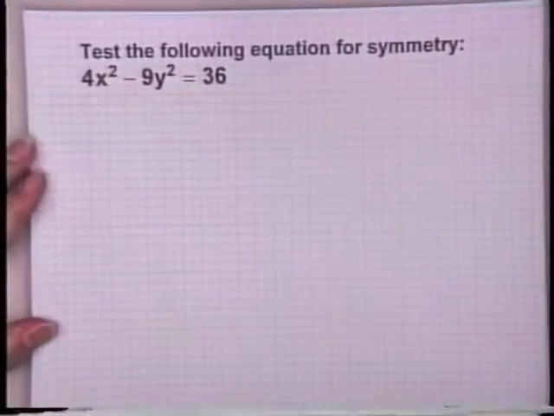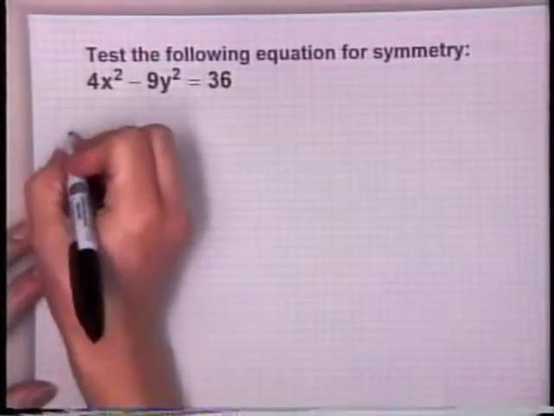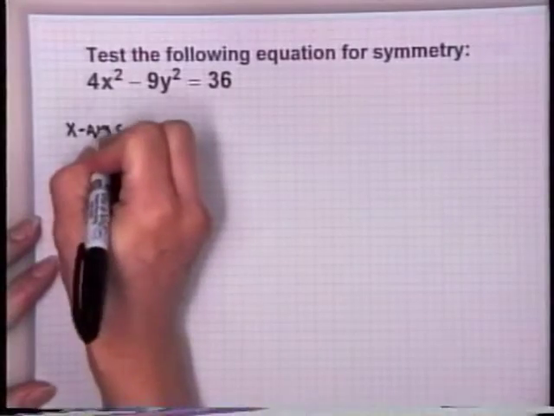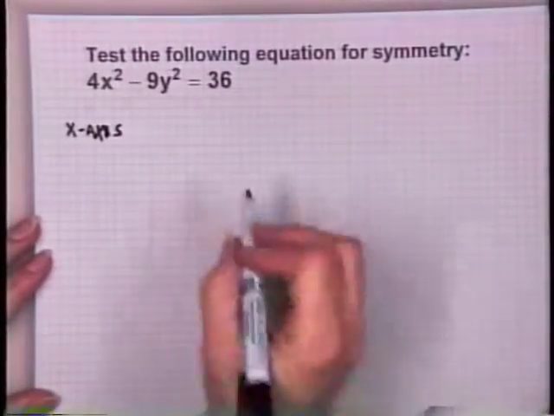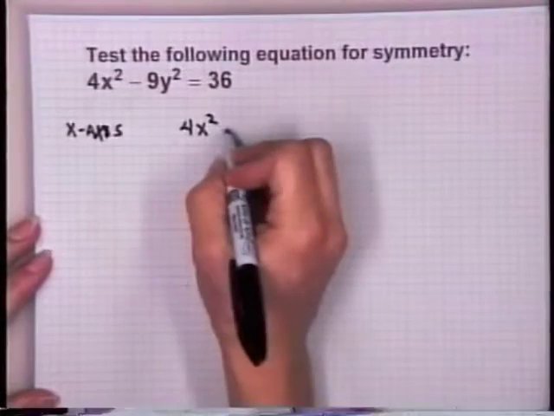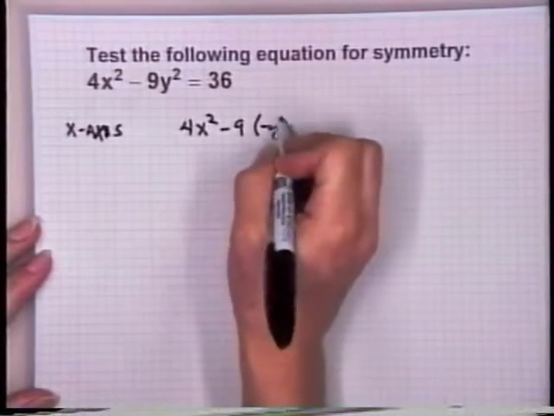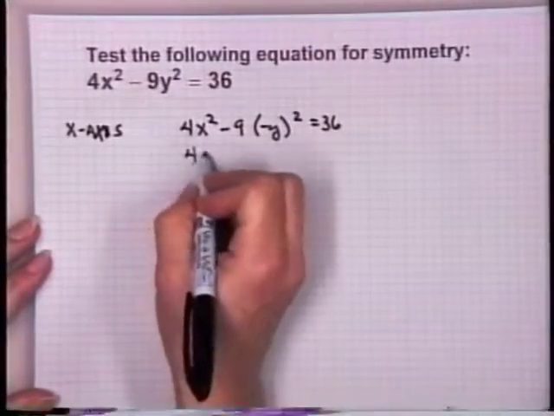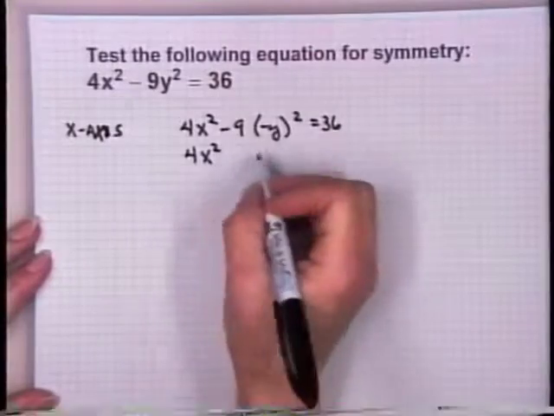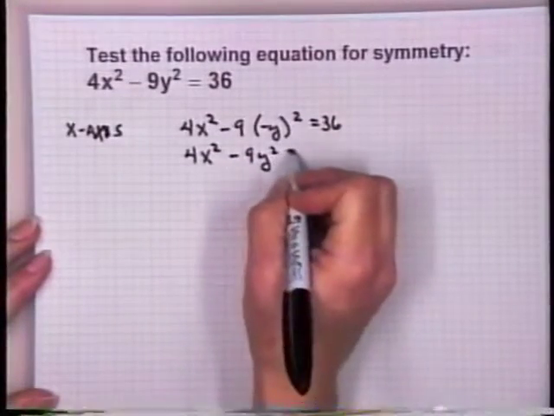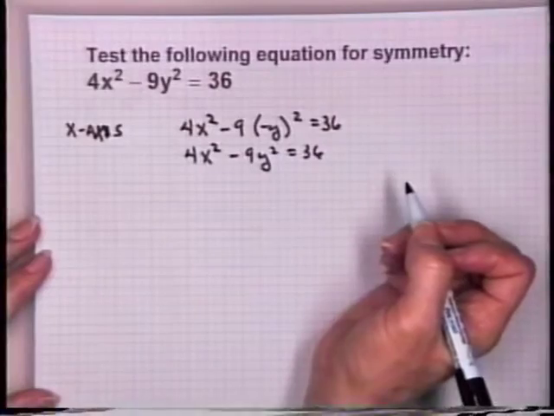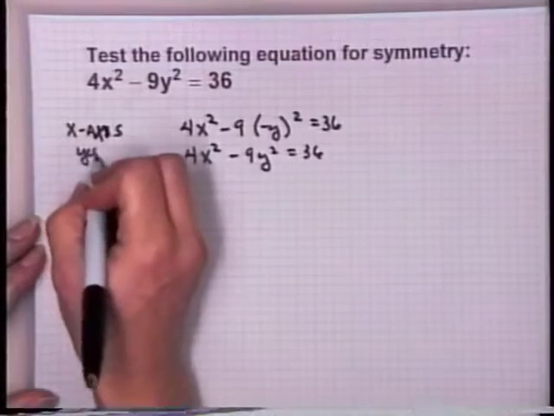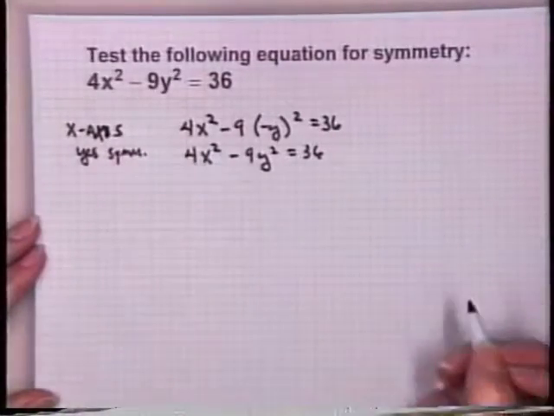Okay, let's test this equation for symmetry. Let's start with x-axis. Remember, we're going to change y to negative y. Okay, 4x squared minus 9 times negative y, I'm going to square that, equals 36. If I square first, I get positive y squared times a negative 9. That's a negative 9y squared equals 36. Is that the same? It's exactly the same, isn't it? So, yes, I do have symmetry to the x-axis.